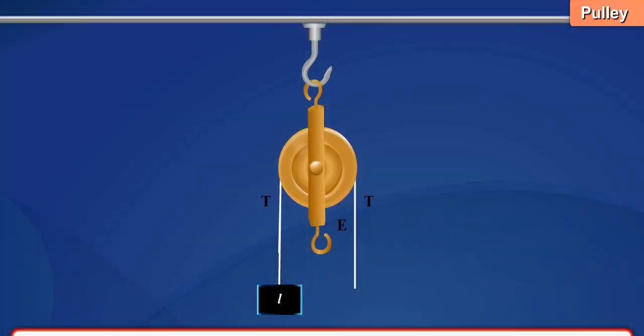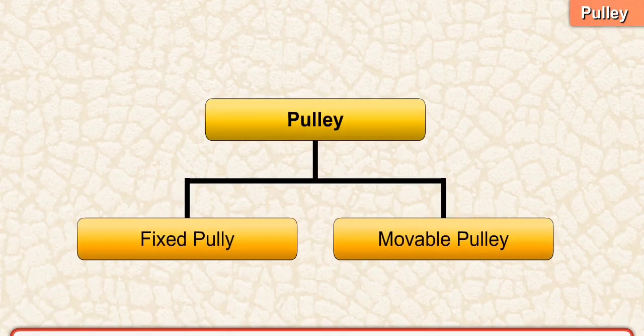Pulley. A pulley is a wheel with a grooved rim, so that a rope or chain can run around it. A pulley changes the direction of force applied. A pulley can be of two types: fixed pulley and movable pulley.